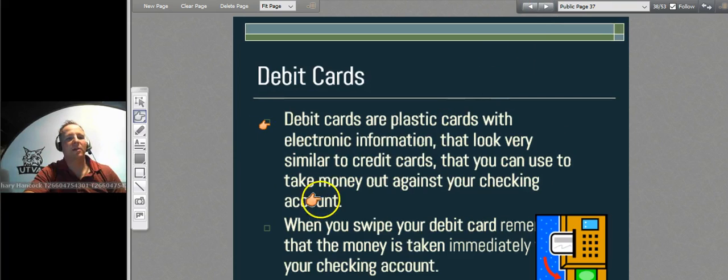Okay, then you have debit cards. Debit cards with electronic information. They look very similar to credit cards, but they go against your checking account. Okay, and we already talked about that before. You swipe it just like a credit card, okay, and instantly that money comes out of your checking account. That's why it's scary if somebody were to get your card.